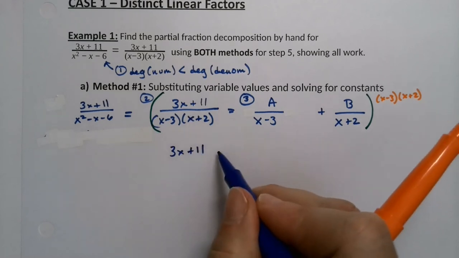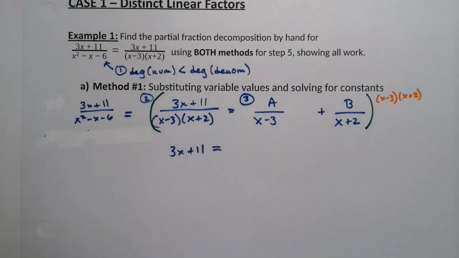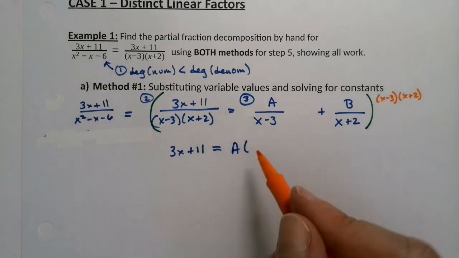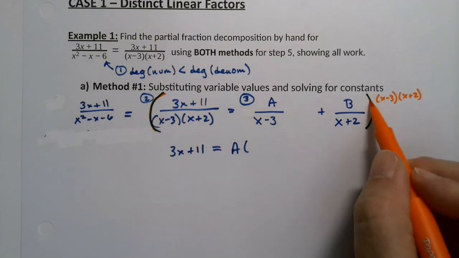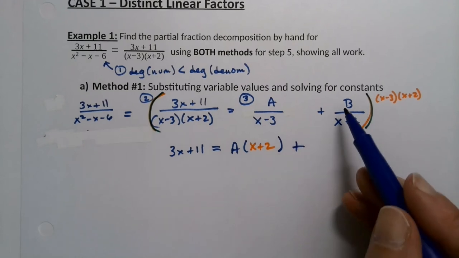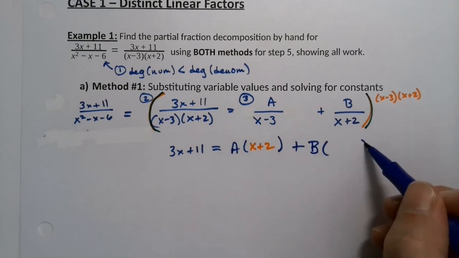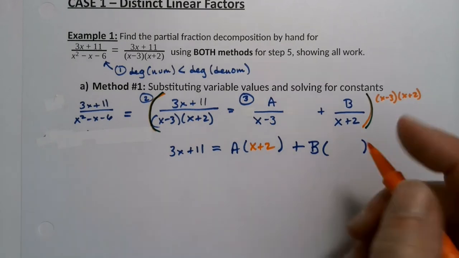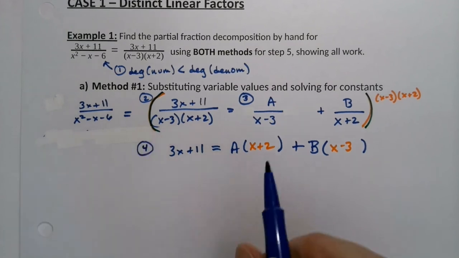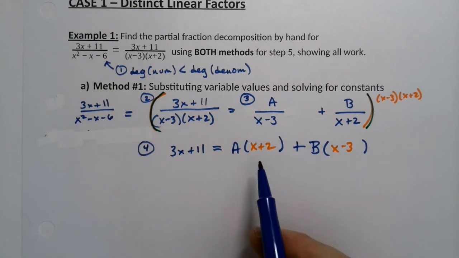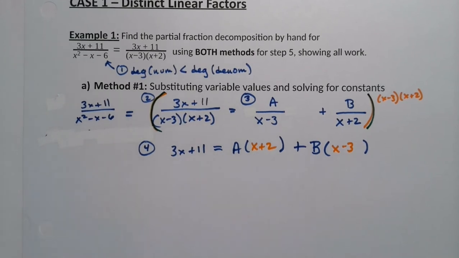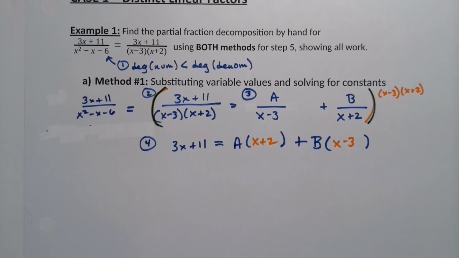And that's it, which is good. That's what I wanted. Over here, I will have a times x plus 2, since the x minus 3's would cancel. Plus, for b, the x plus 2's would cancel, and I'd be left with x minus 3. There's step 4 right there. I have an equation that relates the unknown coefficients with, well, known coefficients. Now, here's where the methods change, and this is where the divergence happens.